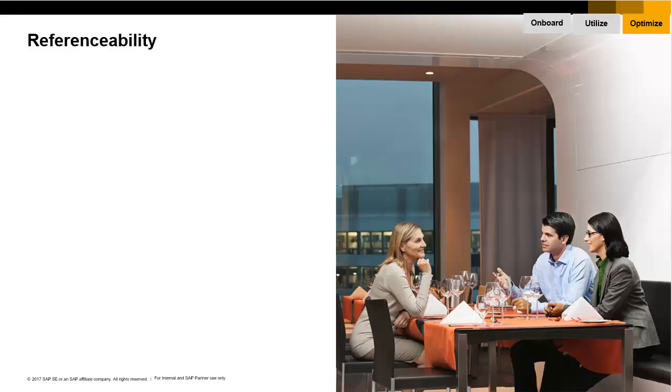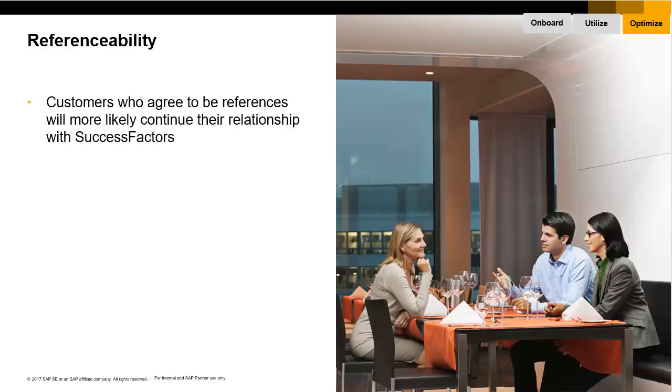Now let's take a minute to discuss referenceability. Gaining customer references is one of the customer engagement team's key objectives. From the very first conversation with your customer, this should be made clear. If we are effectively partnering with our customers to the point that they agree to be references, they are more likely to continue their relationship with SuccessFactors and to look to expand their relationship.